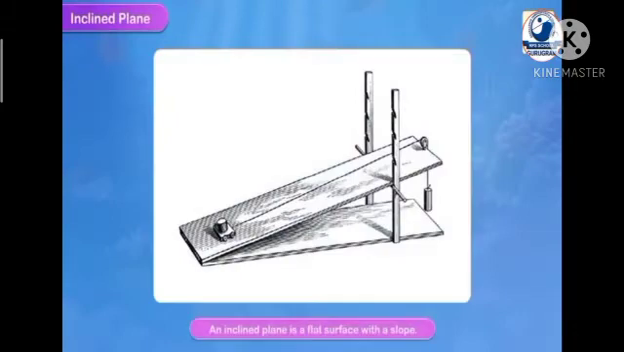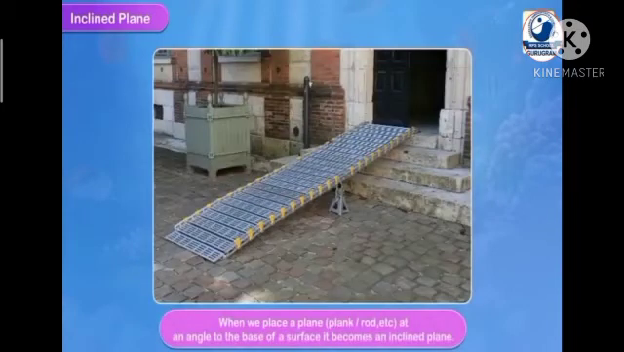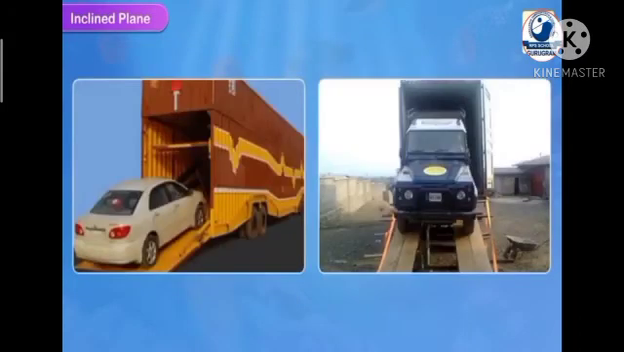Inclined plane. An inclined plane is a flat surface with a slope. When we place a plane, that is a plank or a rod, etc., at an angle to the base of a surface, it becomes an inclined plane.